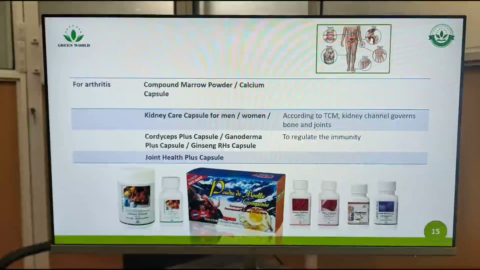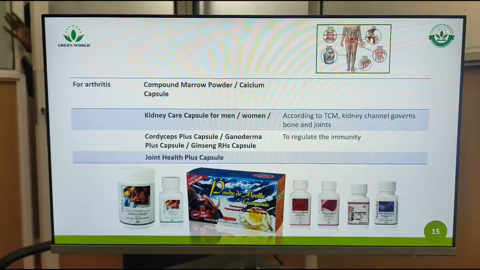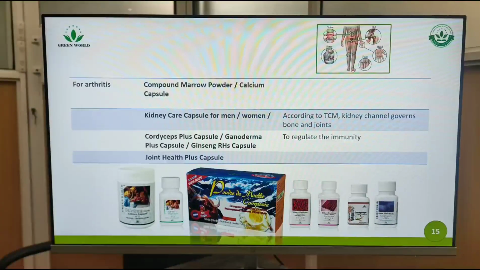So these are the products we recommend. But before we recommend these products, you have to visit us so that we conduct a computerized diagnosis and screening so that we identify what the problem is. Then we give you the detox medication before we prescribe what is called the curable diseases.